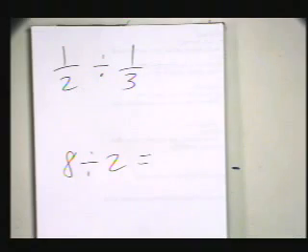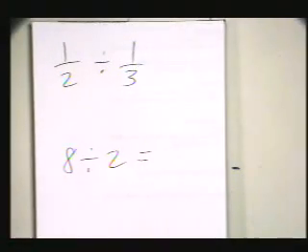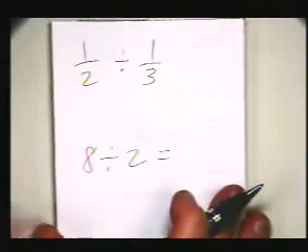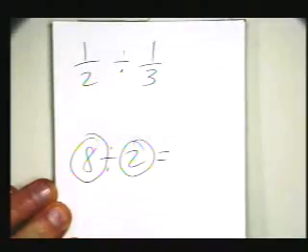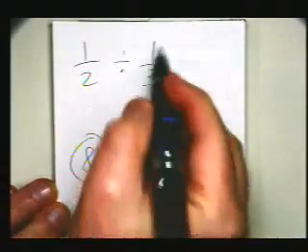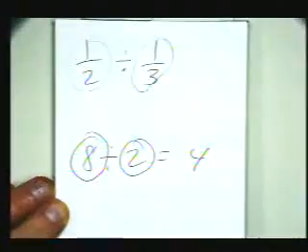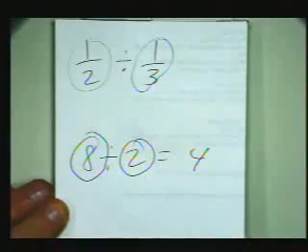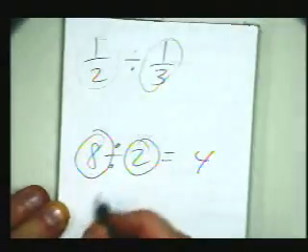Division: make the problem easier. This problem right here, I think you will agree, 8 divided by 2 is easier than 1/2 divided by 1/3. A division problem is really asking, how many 2's are there in 8? Well, the answer is 4. The question here is a little harder: how many 3rds are there in 1/2? That's a harder question.